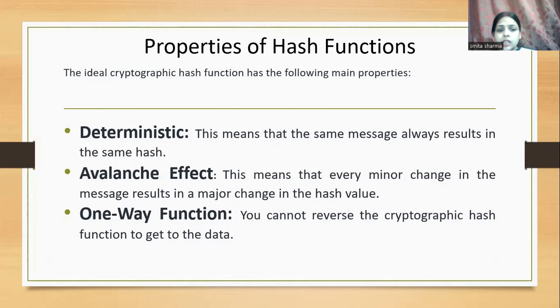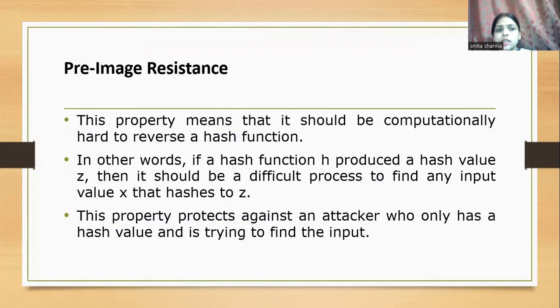The next one is one-way function. One-way function means we cannot use a hash value to get the message. A hash function is only one way. We can only get the hash value from a message, but we cannot use a particular hash value to get a particular message.